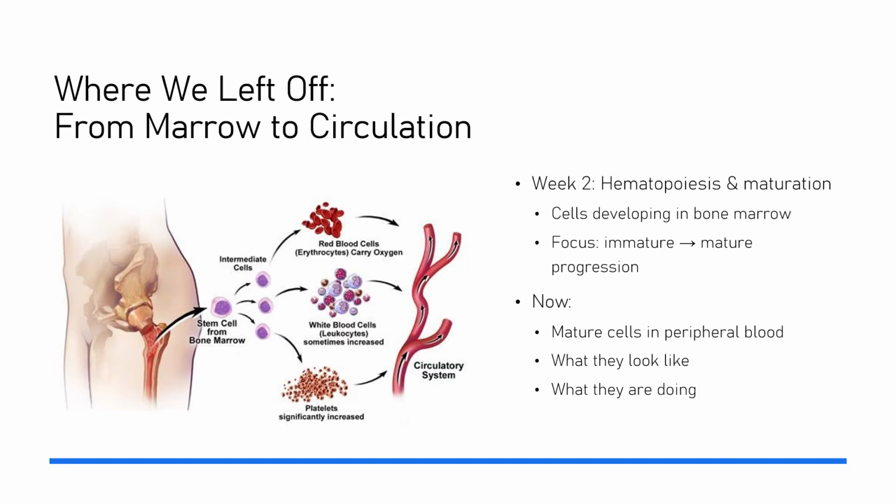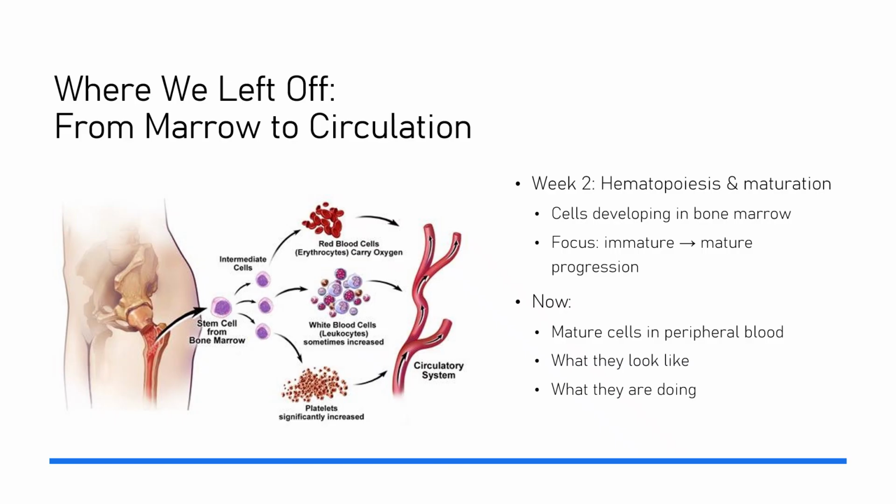Let's briefly revisit where we left off. In week 2, we spent a lot of time talking about hematopoiesis and cell maturation within the bone marrow. That environment is where blood cells are produced, differentiated, and prepared to enter circulation. Inside the marrow, you'll have a highly regulated process where hematopoietic stem cells generate progenitor cells, which then develop into the various mature blood cell types, like red blood cells, platelets, and the different leukocyte lineages. The key concept from last week was that cells progress from immature to mature forms, and during that progression, their morphology changes in predictable ways.